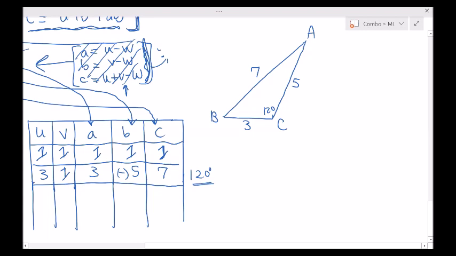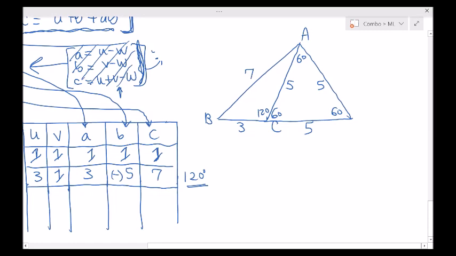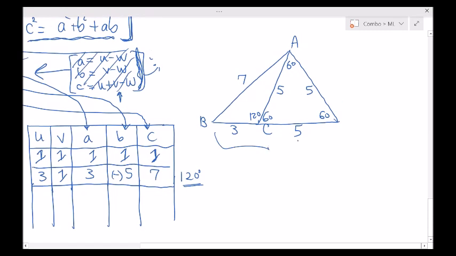I will drop the altitude in my next theorem. Instead, I will extend BC and construct an equilateral triangle next to it. 5, 5, 60, 60, 60. Suddenly you have this new triangle, where this side length is 8, a 5, 8, 7 triangle with a 60-degree angle. That's a better characterization.